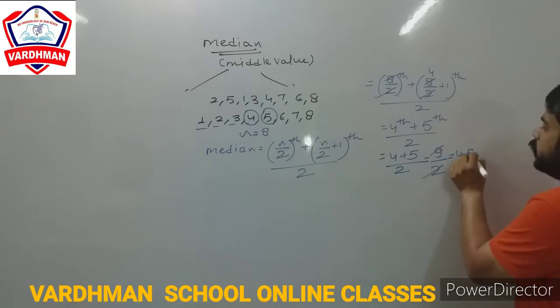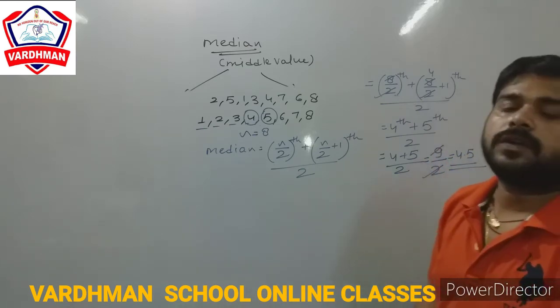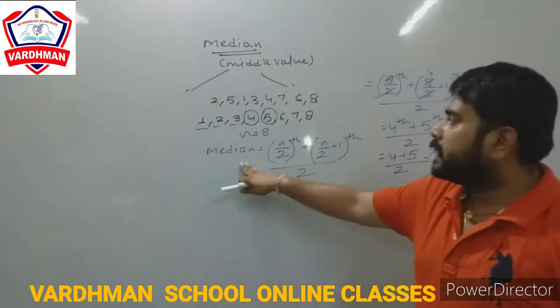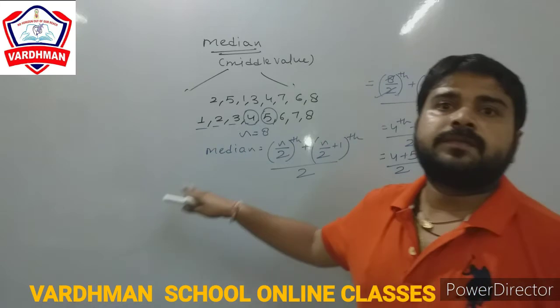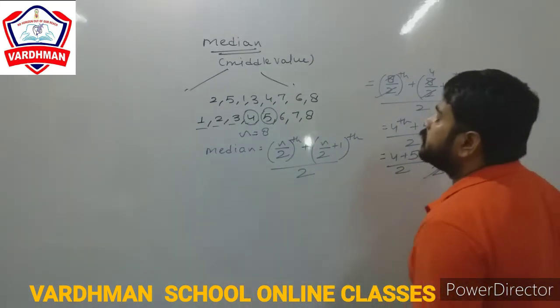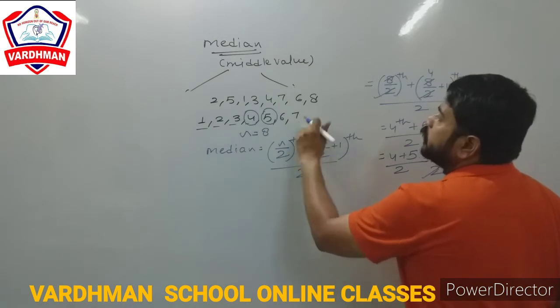That is 4.5. So the median will be 4.5 for this type of data in which the number of terms is an even number. Now we consider the case where the number of terms is an odd number. Take this type of data.